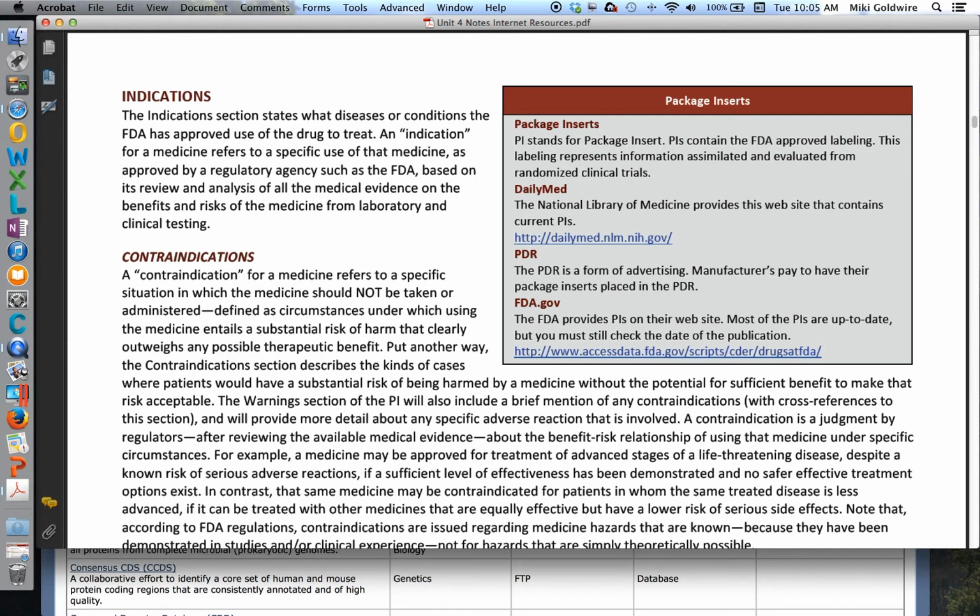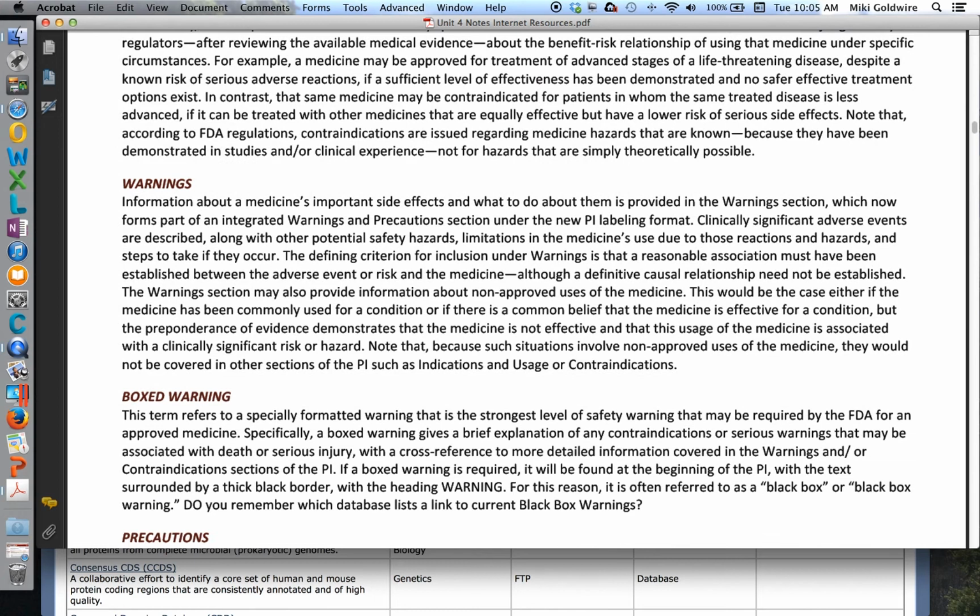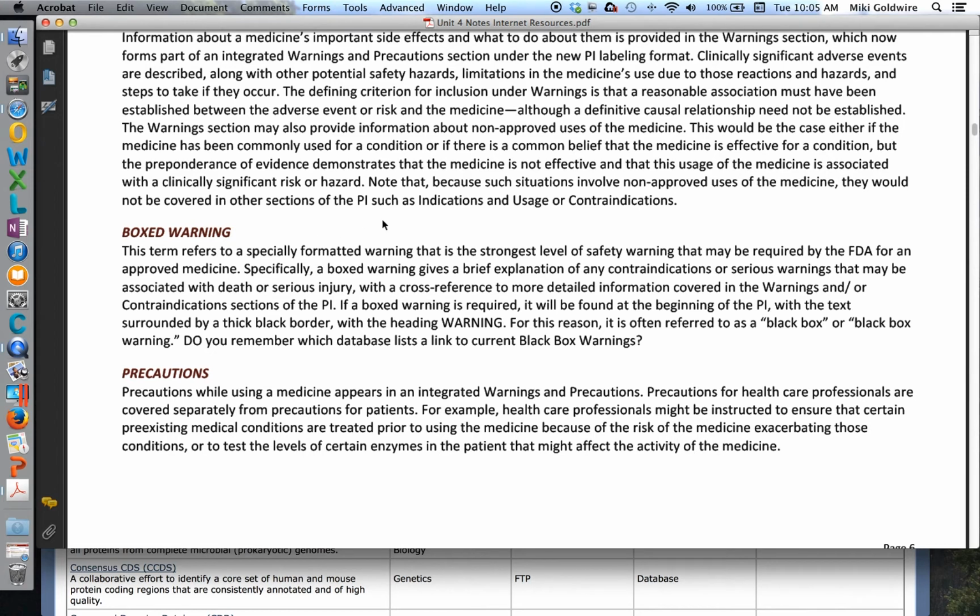We can look in our drug databases. Micromedex is an excellent source to look for off-label drug uses, although Facts and Comparisons and Lexicomp also list off-label drug uses. The PI has a section for contraindications, and this refers to a specific situation in which the medicine should not ever be taken. The warnings just warn. You want to take into consideration benefits versus warnings. They are different than contraindications. We have black box warnings. Specifically, a boxed warning gives a brief explanation of any contraindications or serious warnings that may be associated with death or serious injury.